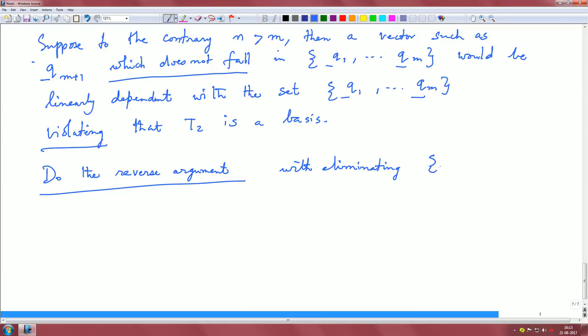With eliminating Qi, we can conclude n is greater than or equal to m. On one side we said m is greater than or equal to n, and on the other side we are saying that n should be greater than or equal to m, and basically this is only possible if m equals n, and this shows that the cardinality has to be the same.